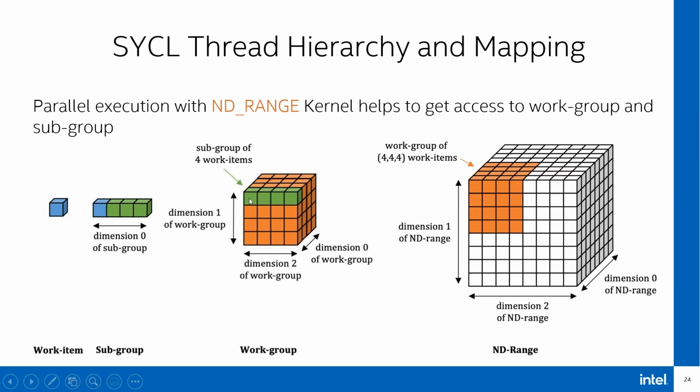So work groups can further be divided into subgroups. This is the concept which we will be focusing on now, this green colored part, as you can see. The subgroups are always one-dimensional, and they have a number of items. These items can interact with each other directly, and they don't need local memory to interact. They also take the maximum advantage of the hardware, as we will see in the next slides.